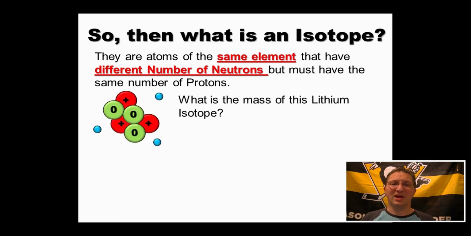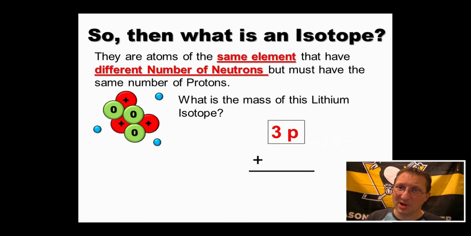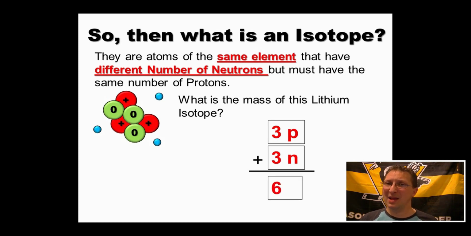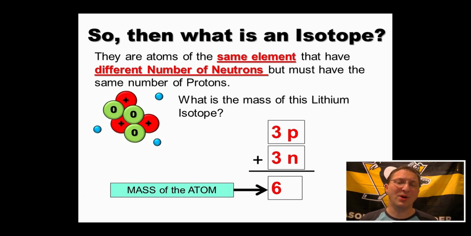So here we have a different version of lithium, right? It's still lithium. How do you know it's still lithium? It has how many protons? It has 1, 2, 3 protons. But what's different about it? If you look real close, you'll notice that this lithium still has 3 protons, but it only has 3 neutrons. That's a little bit different than last time, right? So 3 protons, 3 neutrons, add them up. This time, this version of lithium only has a mass of 6. So it's basically the same. You see the number of electrons was the same, all that was the same.